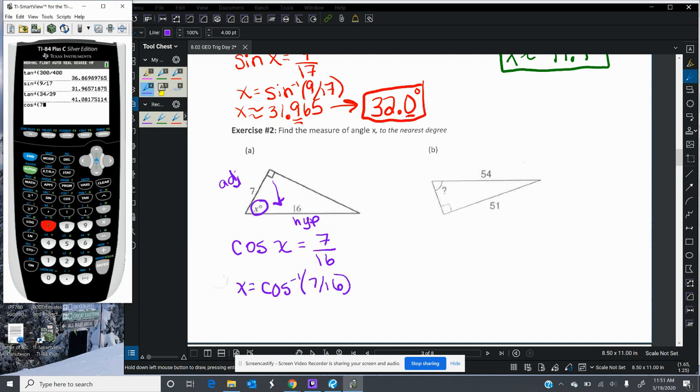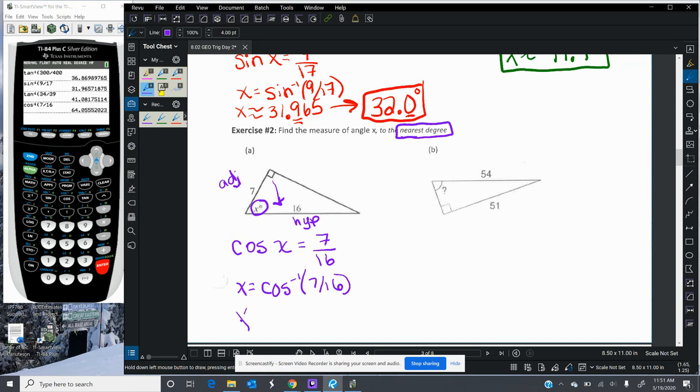Okay, we got 64 degrees. So again, we're rounding to the nearest degree. So x is approximately 64 degrees. And just looking at that diagram a second, that angle does appear to be larger than some of the other ones we've done. So 64 degrees is still less than 90, so we're doing good.